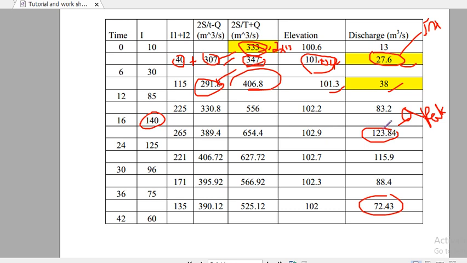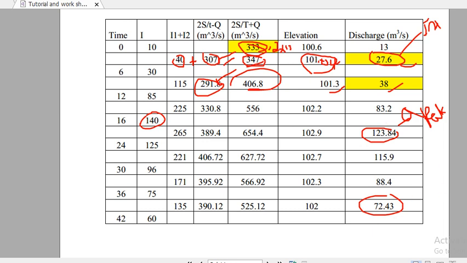Attenuation means the reduction of the peak inflow discharge when the flood wave passes through the reservoir. When you join to the reservoir, there is a reduction of the peak discharge. So that is attenuation. The amount of attenuation is equal to 140 minus 123.8. I think it's equal to 10 point something, you can calculate it. And this is step 1.